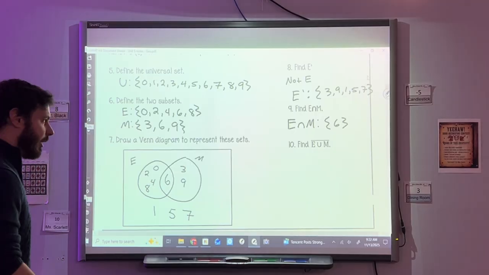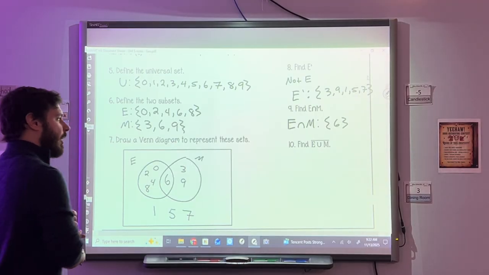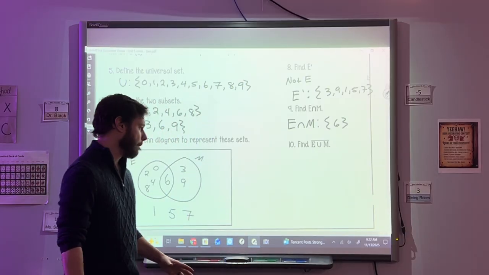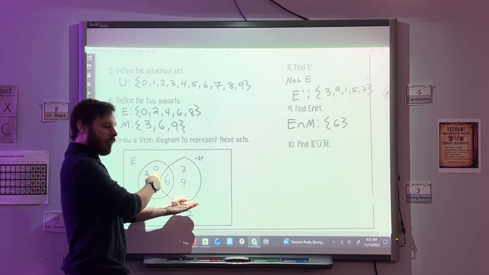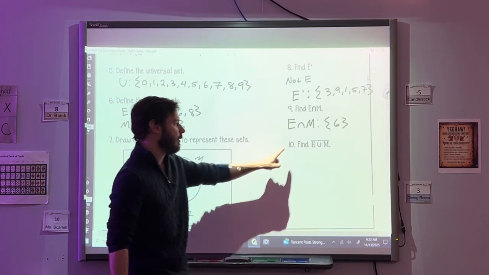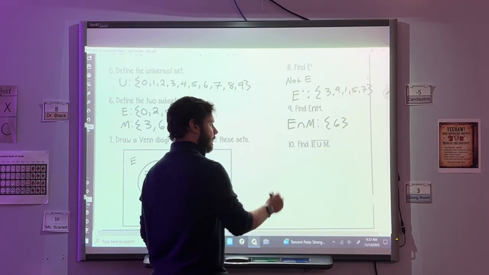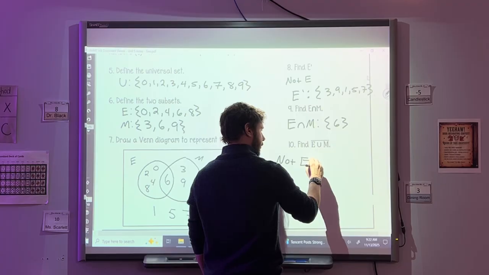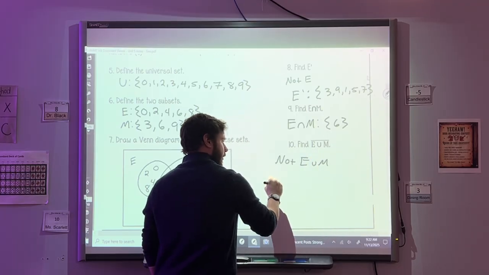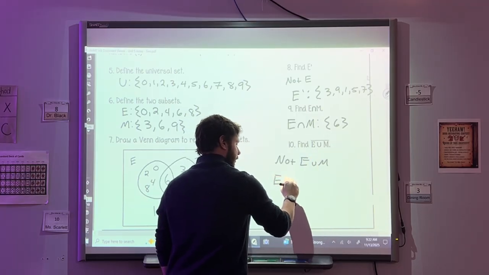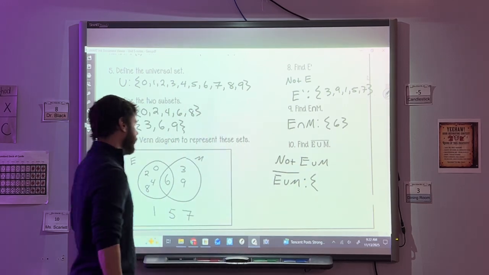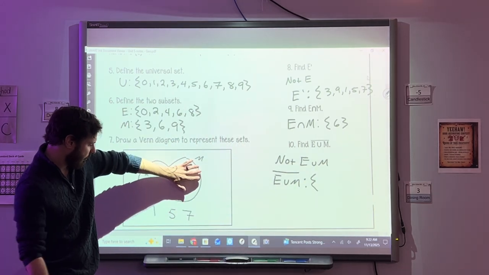And then, okay, so this one's a little tricky. If I read this first, it says E or M. Okay, so what is an E or M? All of these would be the thing, but that says not. So it's not E or M. Well, what is not neither of those two categories? 1, 5, 7.